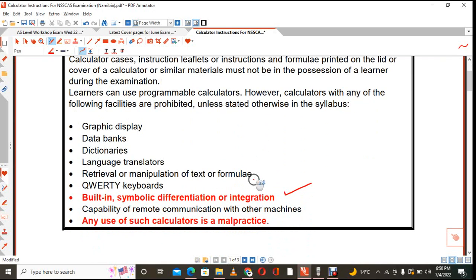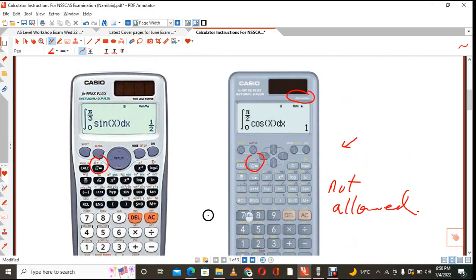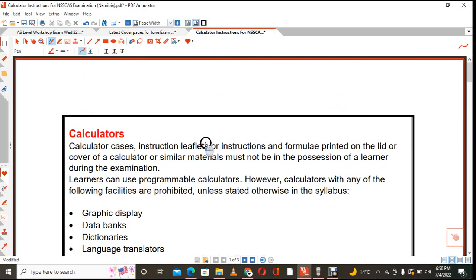Now I know that, for example, in my school, I've been introducing the kids and showing them how to use so many functions on this calculator. And of course, they don't like it, but it's not allowed. The rules have changed. So I hope that you don't make the mistake of carrying material into the exam that is not allowed.